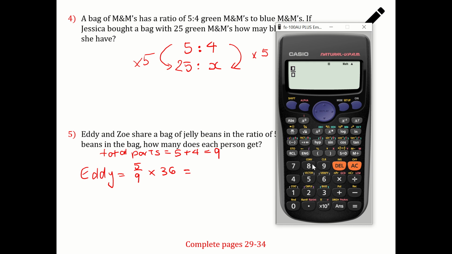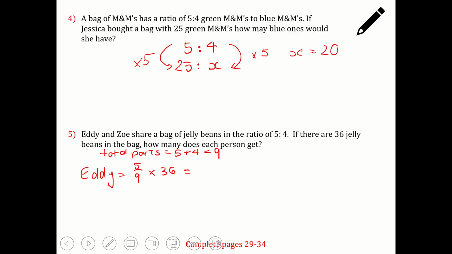We can put that straight in our calculator. 5 over 9. We times it by 36. We get 20 as an answer. So that means that Eddie would get 20 jelly beans. Let's now check what Zoe would get. So remember, Zoe gets 4 out of 9 of those jelly beans.